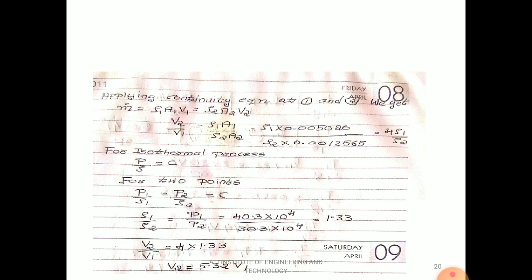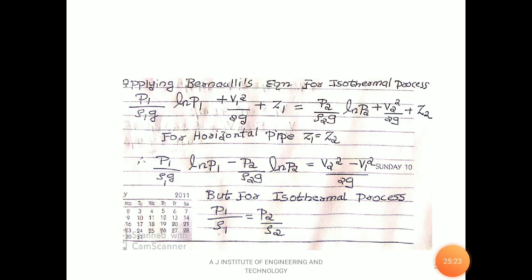So just back substitute this rho 1 by rho 2 equal to 1.333 in V2 by V1. So V2 by V1 equal to 4 into rho 1 by rho 2. So in place of rho 1 by rho 2, I can substitute 1.333. So 4 into 1.333. So just cross multiply V1, V2 equal to 5.32 V1.